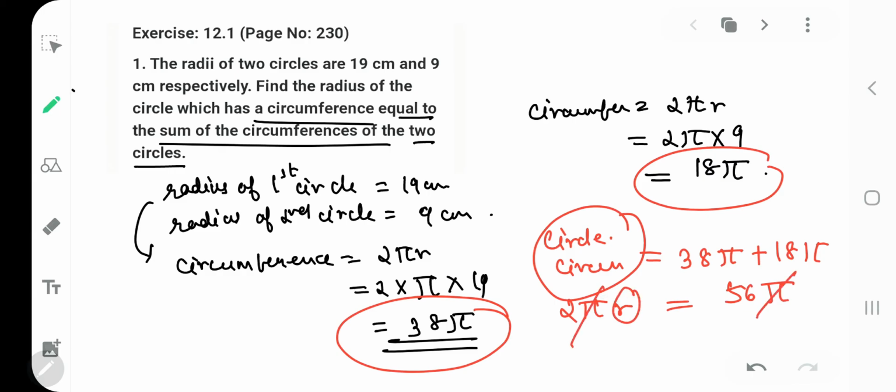Now pi you can cancel it out. So you got 2r is equal to 56. In that case r will be 56 upon 2, that is 28 centimeter. So you got the radius of new circle whose circumference is the sum of these two circumferences, and the radius you got it as 28 centimeter.